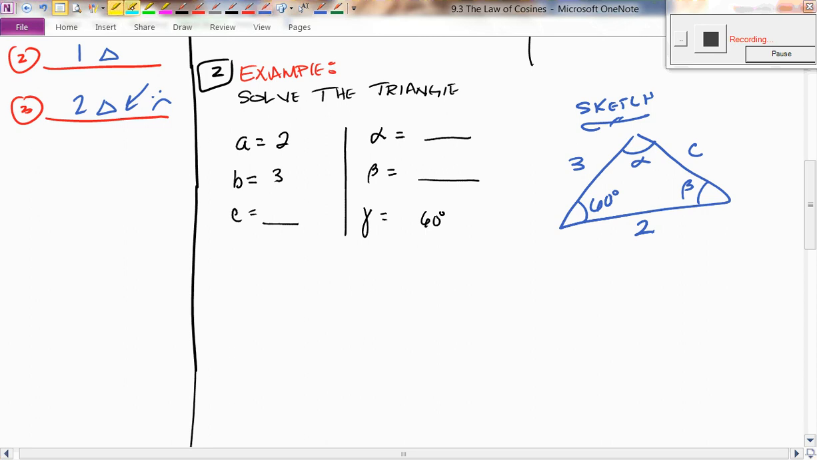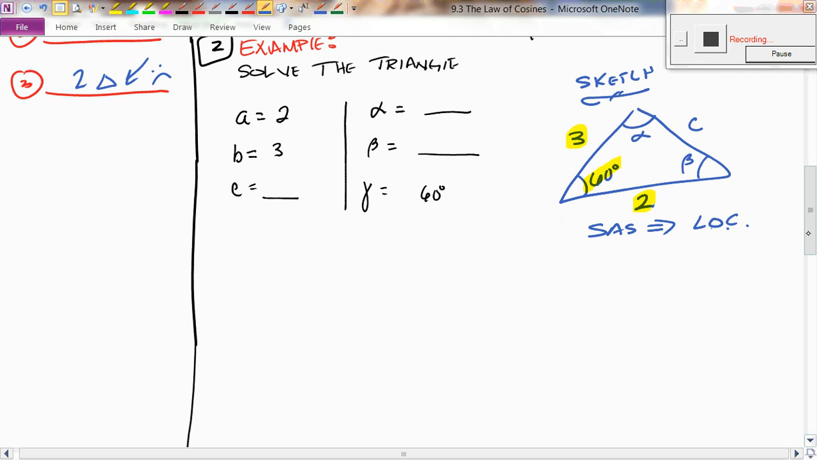So notice, everybody, I have a side, angle, side triangle. I have side, angle, side. That implies I use the law of cosines, LOC, law of cosines. Got it on lock. There you go, right? So I need to get this side first. I need to get C first. Okay, so I want C.